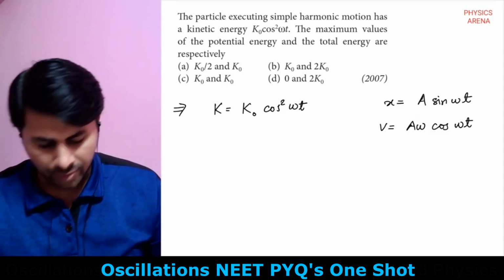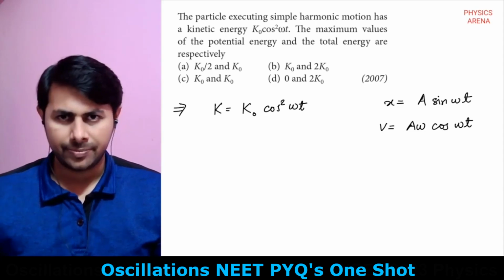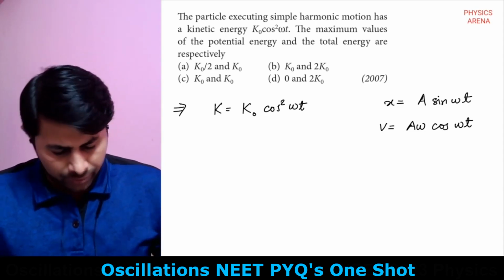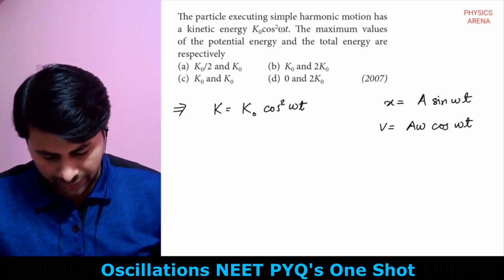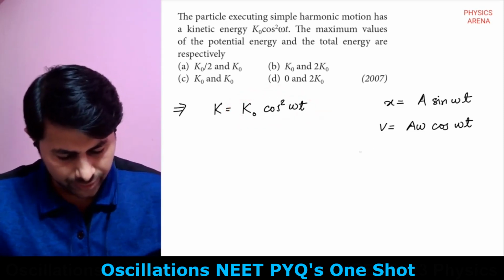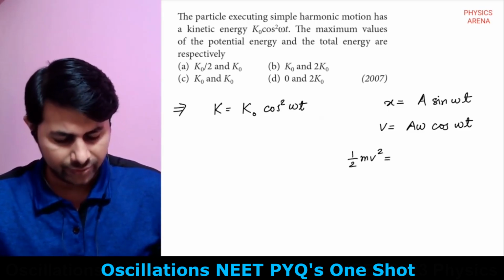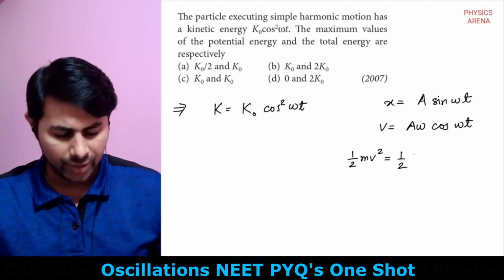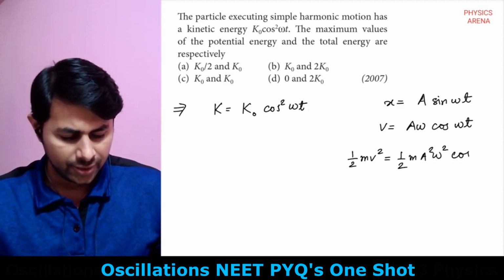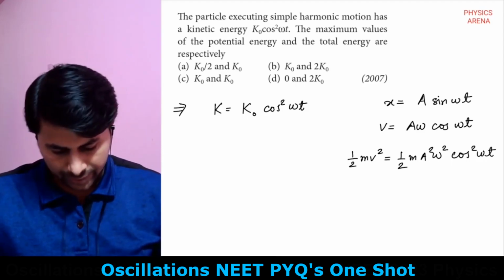And the formula of kinetic energy will have a cos square omega t term. So let's take half of mv square. It will be equal to half of m multiplied by a square omega square cos square omega t, right?